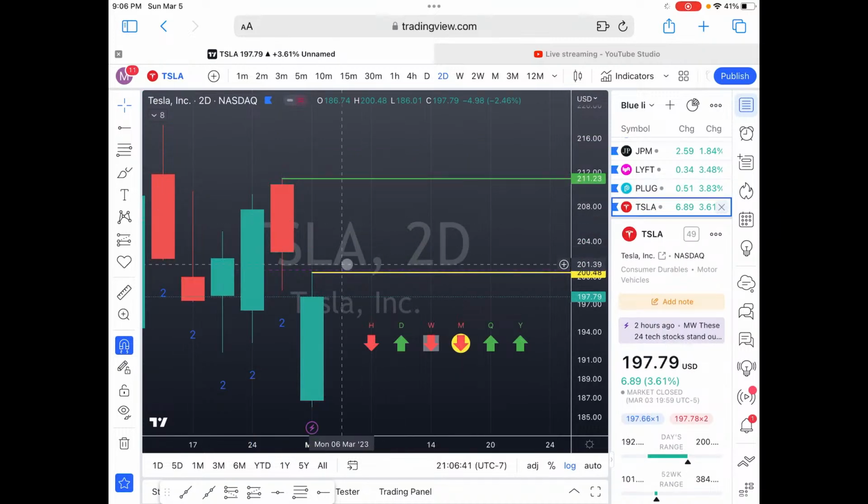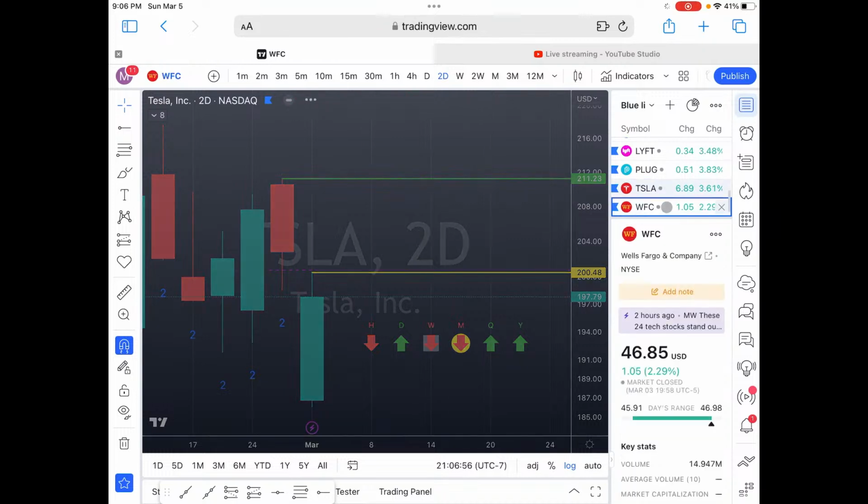Tesla, 2 down green, good magnitude back to the upside, $11. Again, I'm only looking at a 201 or a 202, maybe a 203 strike on Tesla, okay? So we're looking for a 2-2 reversal on Tesla there, calls at $200.48.